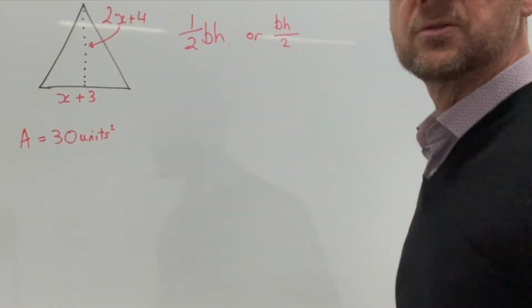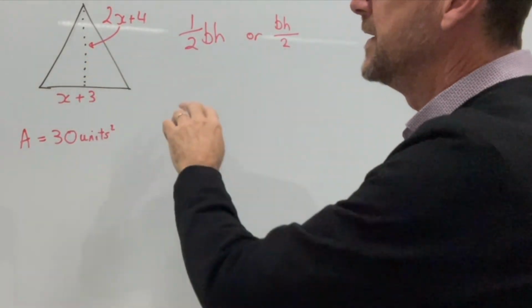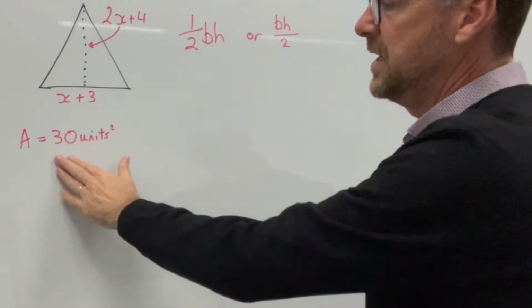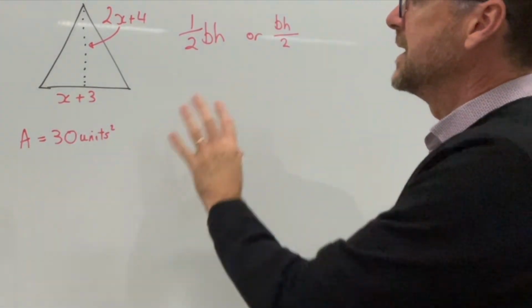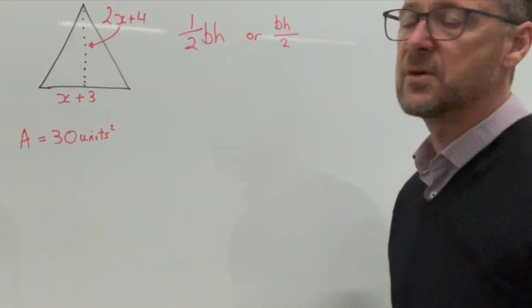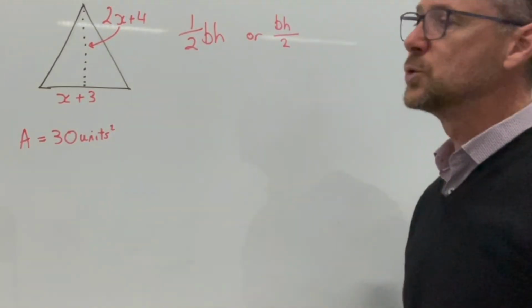Here we have a triangle this time, and we're told that the height of the triangle is 2x plus 4, and the base of the triangle is x plus 3. We're told the area is 30 units. Again, we go back to our rule. So the rule here for area of a triangle is half base times height. We can use base times height over 2.